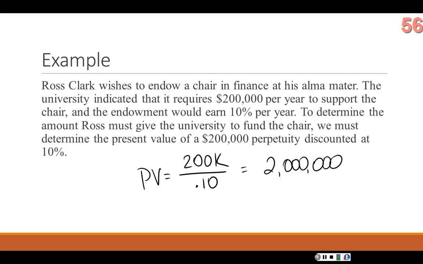So if Ross donated $2 million to the university and they earn 10% on the investment every year, that means they would earn $200,000 in interest every year that they could withdraw to support the chair. They would never touch the principal. They would only withdraw the interest every year.